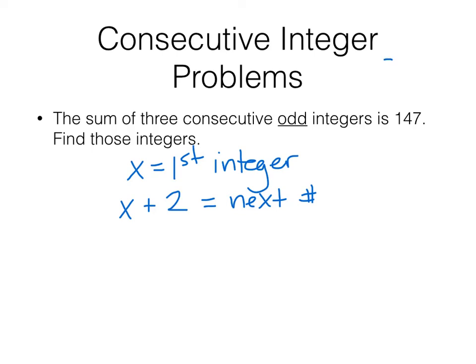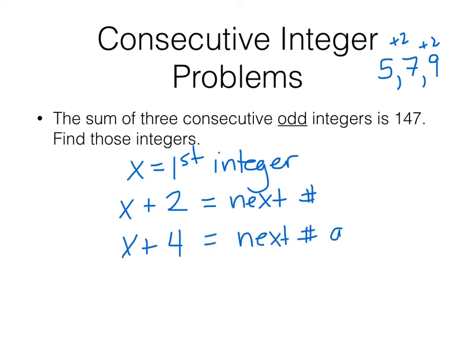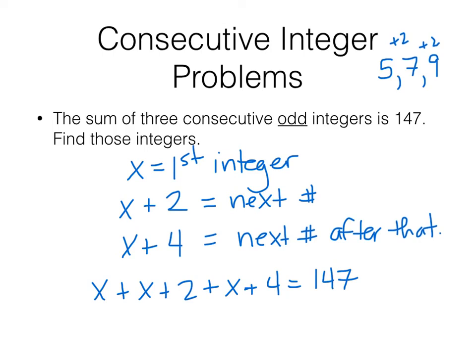Because 5, the next odd number would be 7. The next one would be 9. They're 2 apart. Add 2 each time. So if x is the first integer, x plus 2 is the next odd number, and then x plus 4 would be the next number after that. And again, the sum of those 3 integers is x plus x plus 2 plus x plus 4, and it equals 147. And once again, combine like terms, 3x plus 6 equals 147.